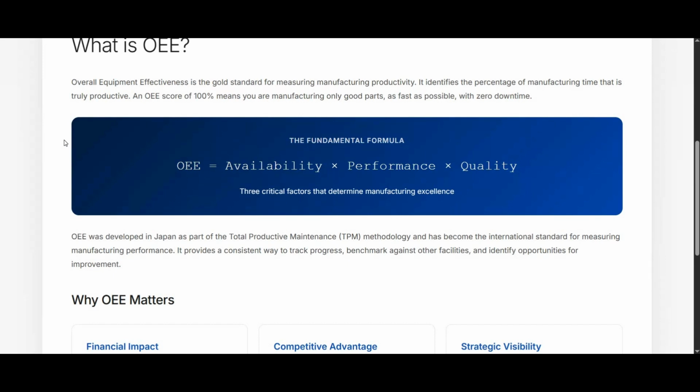Availability tells us how often your equipment is actually running when it's supposed to. Performance measures how fast it's running compared to its ideal speed. And quality, that's about how many parts you produce that meet your standards without needing rework or getting scrapped. So when you multiply all three, you get a single number that sums up how well your process is running overall.